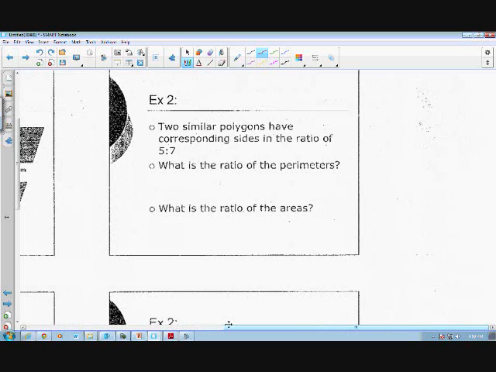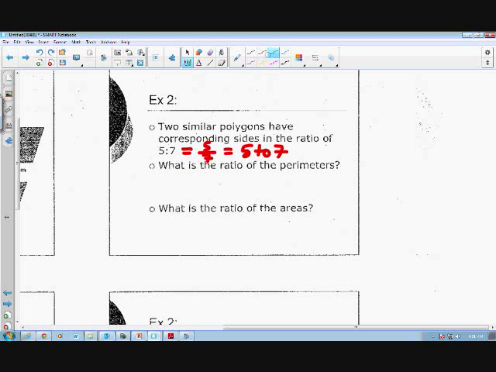All right, example 2. 2 similar polygons. So these are not triangles, not trapezoids, but we just have polygons. They have corresponding sides in the ratio of 5 to 7. There are actually 3 different ways we can write ratios. 5 to 7 can also be written as a fraction, 5 over 7, or with the words 5 to 7. Okay? 3 different ways you can see ratios. You should be comfortable with all 3 methods. Order is important. Notice the 5 always comes first, the 7 always comes second.